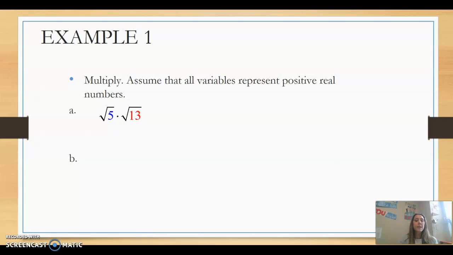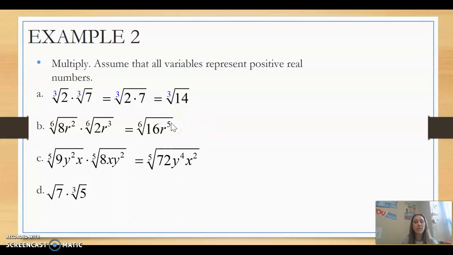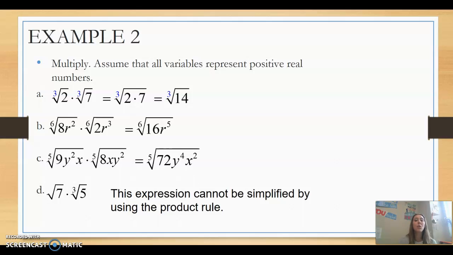So here are our first examples. So that would be the square root of 65. And then if we were to do it this way, we would get the square root of 7 times xy. So this is going to work for cubed roots, 6th roots, 5th roots. So we're going to end up with the cube root of 14. And then we're going to make sure those rules of exponents don't disappear. So when we do r squared times r cubed, we end up with r to the 5th. And the same is true here. And then D, make sure you know that you can only do this when our indexes are equal.